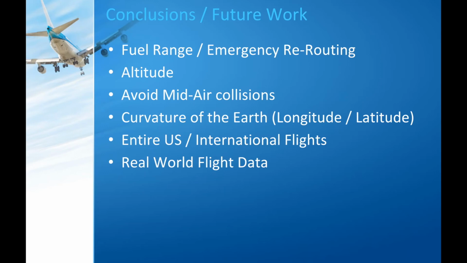Another thing we didn't take into consideration with our implementation was the curvature of the Earth. We just used basic X and Y, kind of a Mercator projection, which, of course, the further north you go, lines of longitude get closer together. So the distances are a little bit basic for our implementation. Another thing, we just did the Midwest. Future work could include the entire US or even international flights. And we also just made up some flight data using some names of classmates, whereas we could use actual real-world flight data that we could get.